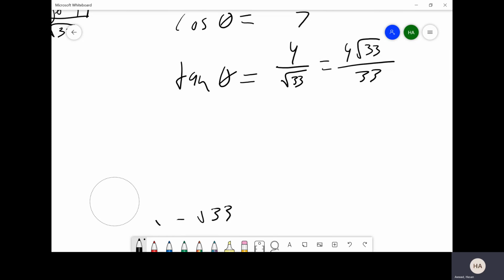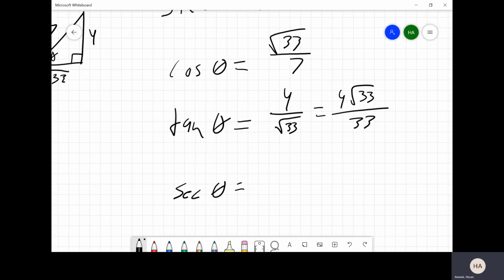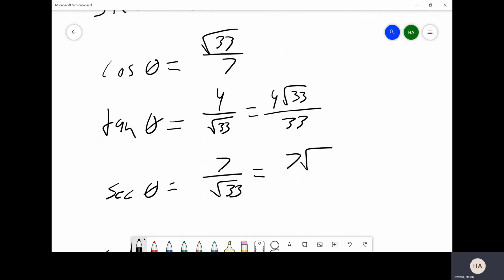Finding the last two, that's going to be secant and cotangent. So secant of theta and cotangent of theta. Secant of theta relates to cosine, right? So we can just take what we found for cosine and flip it. So this is 7 over square root of 33. And once again, because we're rationalizing, 7 times square root of 33 over 33 should be your final answer for secant.